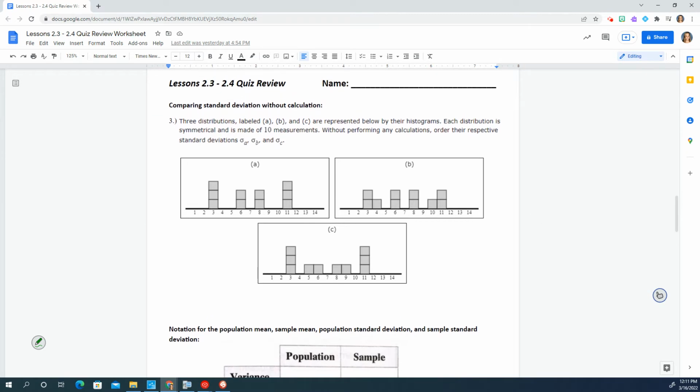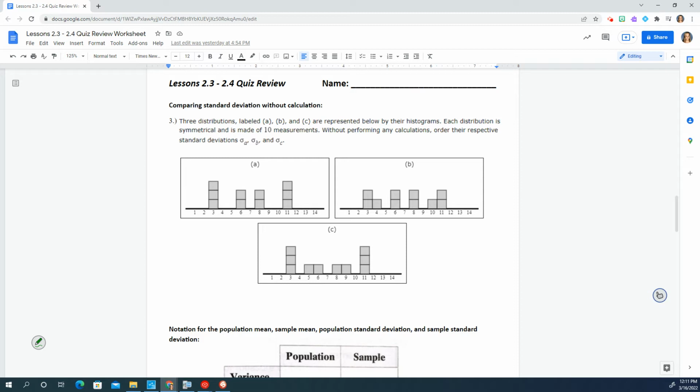Okay, let's look at one of these. Because these can be kind of confusing, especially when it looks pretty similar. So I thought this one was a good one that looks a little bit more challenging than the one we did in our notes. So you have these 3 distributions, A, B, and C, and below are their histograms. Each distribution is symmetrical and is made up of 10 measurements. So we want to order their respective standard deviations.